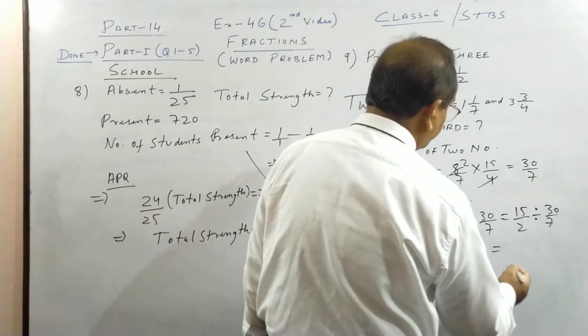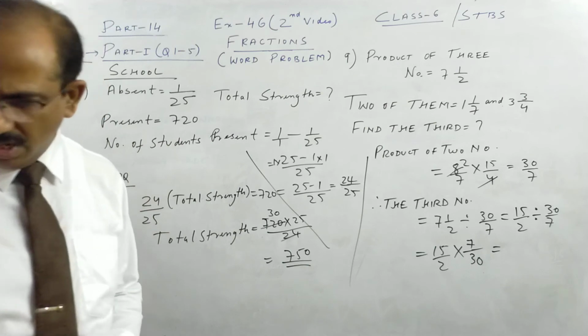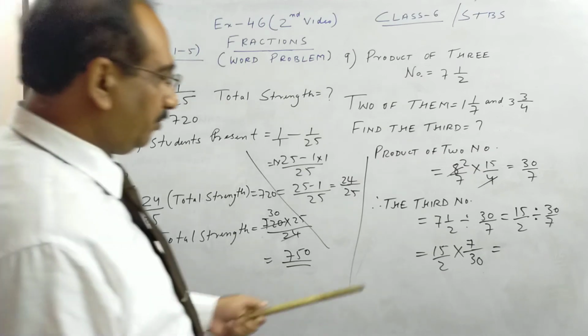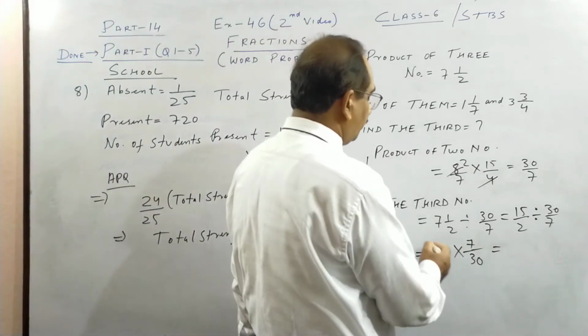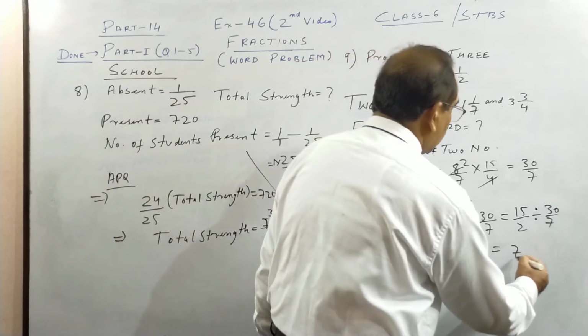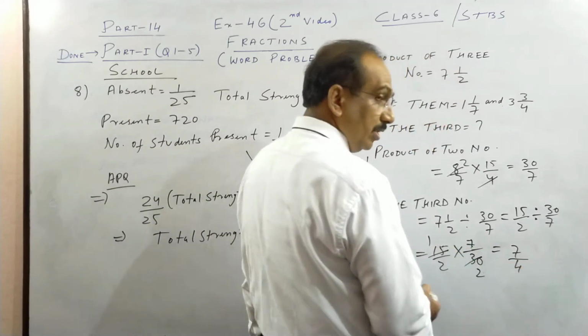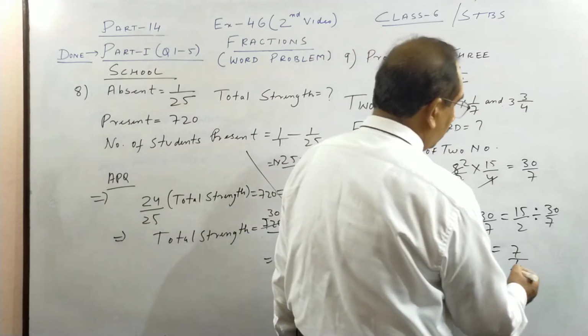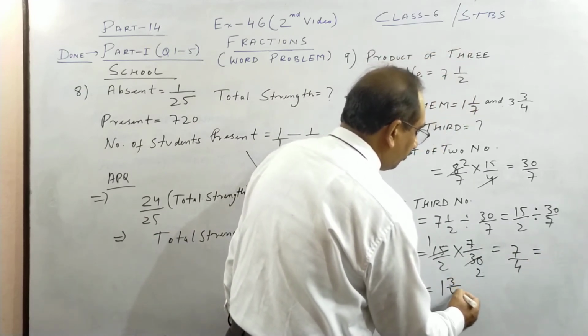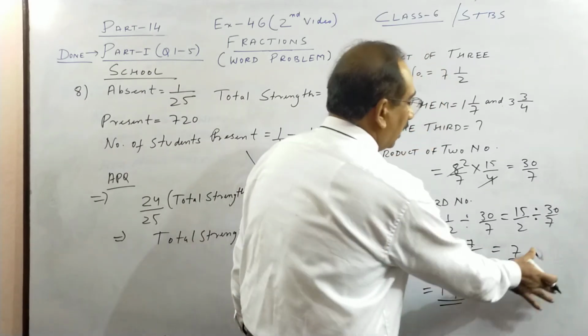So here we see 15 by 2 divided by 30 by 7. When you do this, 7 goes up, 30 goes down. So here we will cancel: 15 ones are 15, 15 twos are 30. So what is left, children? 7 by 4. 1 into 7 is 7, 2 fours are 4. So if you convert this to a mixed fraction, children, you get 1 3 by 4. So this is your answer.